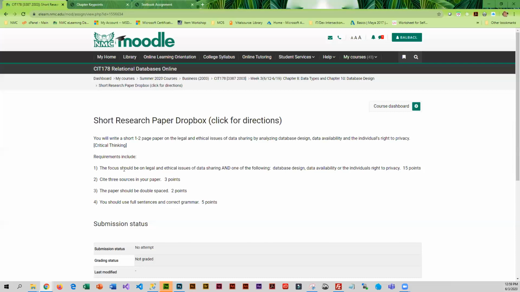And as far as what the paper topic is, everyone needs to write about the legal and ethical issues of data sharing. And then you have a choice. You can focus on database design, legal and ethical issues of that, data availability, or the individual's right to privacy. Okay, so legal and ethical issues of data sharing, and then pick an area of focus. So that's what the paper is on.